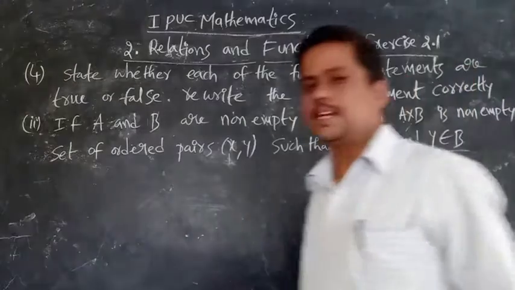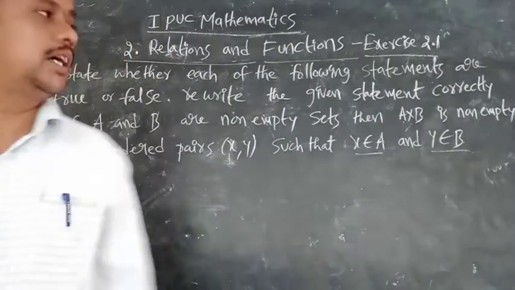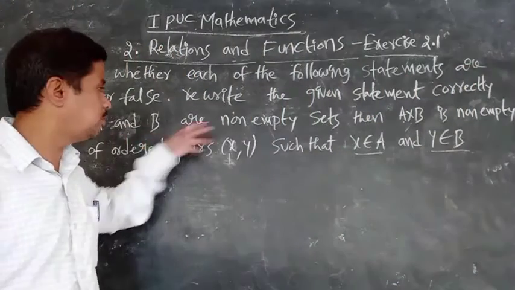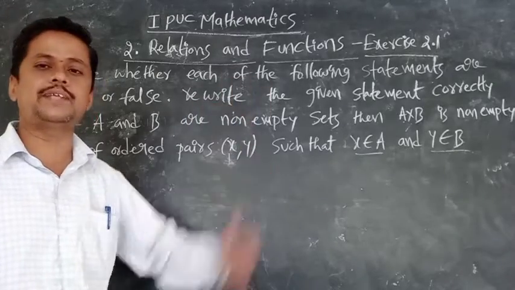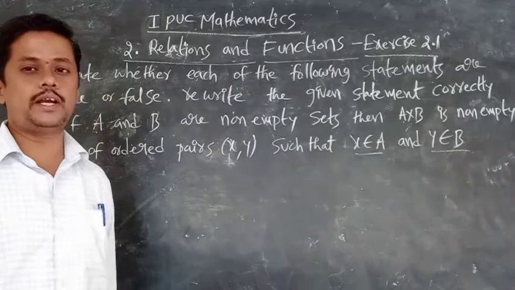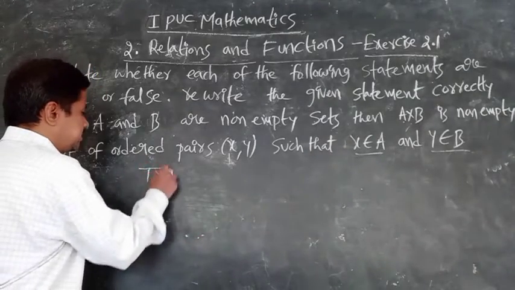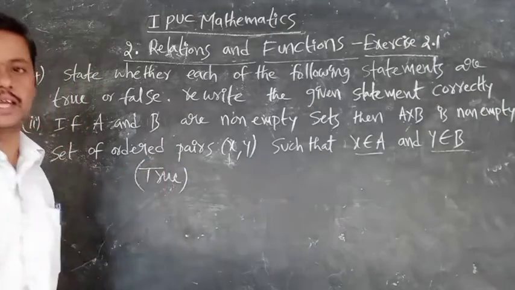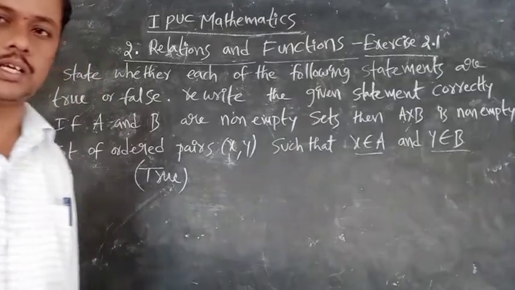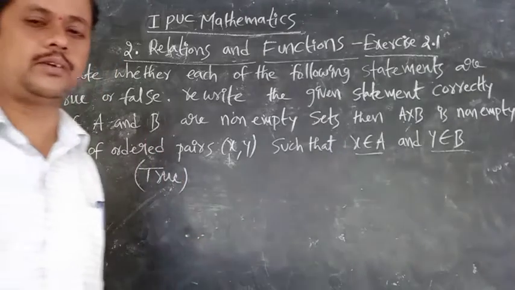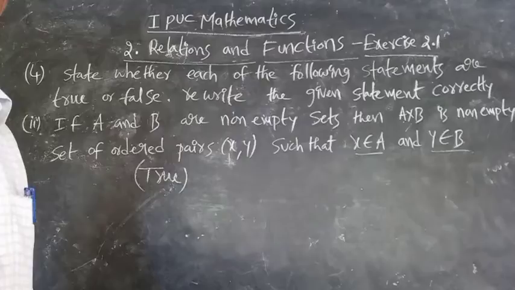So this is right. Why? Because A is a non-empty set, automatically A cross B is also a non-empty set with the same coordinate pairs. So this is a true statement. No need to write it again. For true statements, there is no need to write again. Next we will move to the third question.